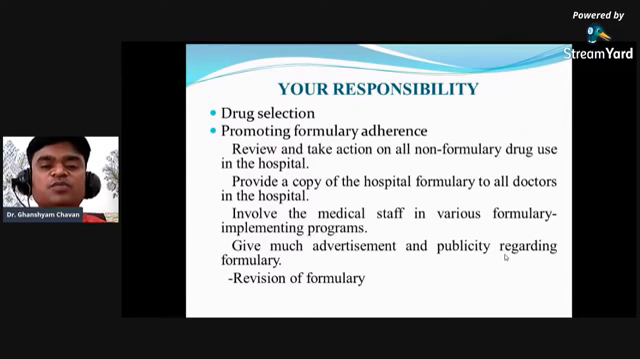Provide a copy of the hospital formulary to all doctors in the hospital. That formulary copy should be available in all areas, all compartments of the hospital. Involve the medical staff in various formulary implementing programs. We should involve them, we should teach them, tell them, and then they will be involved in your hospital formulary program. Give much advertisement and publicity regarding the formulary and revision of the formulary.